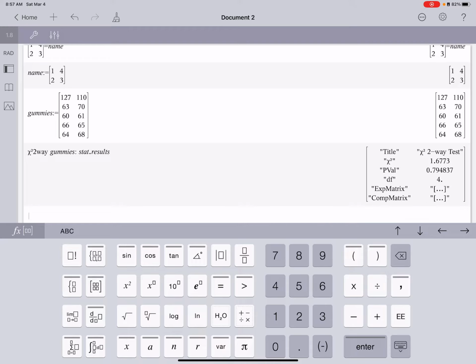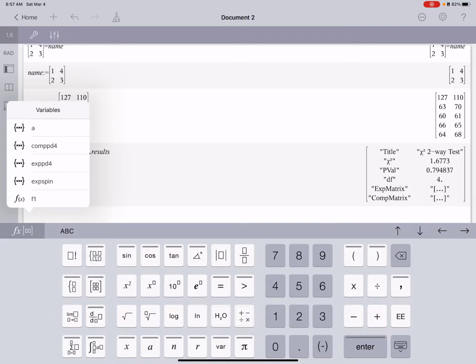All right, so now what you need is your expected matrix, which I just told you about. To get that, you're going to see above the 9, you'll see variable. It says VAR. And then in that, I need my expected matrix.